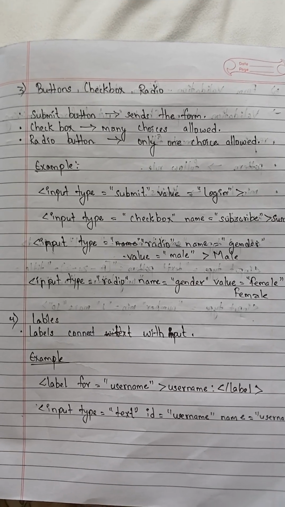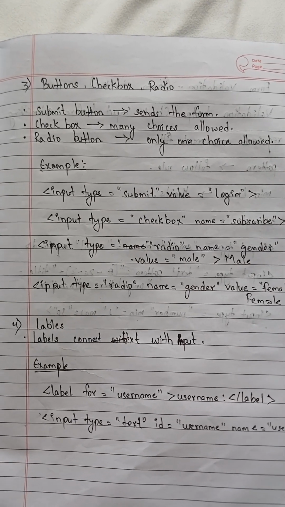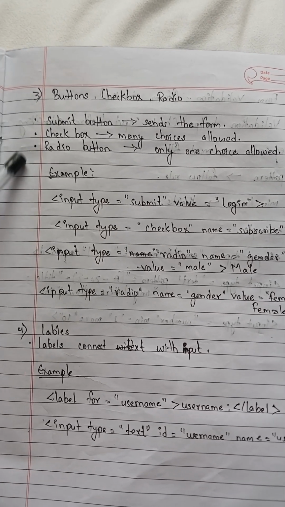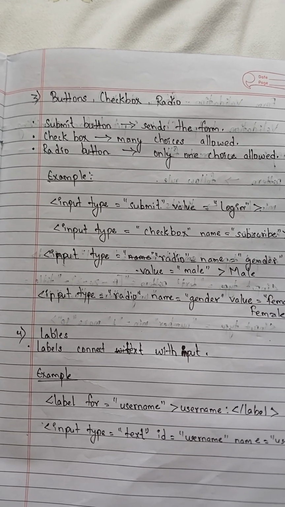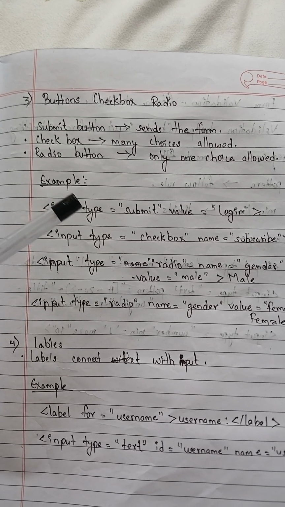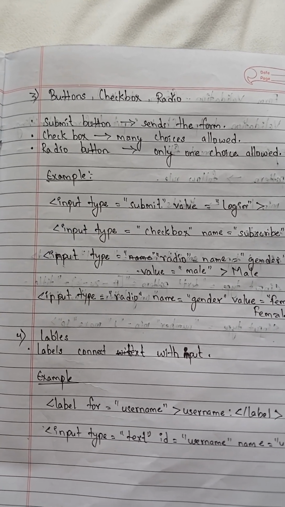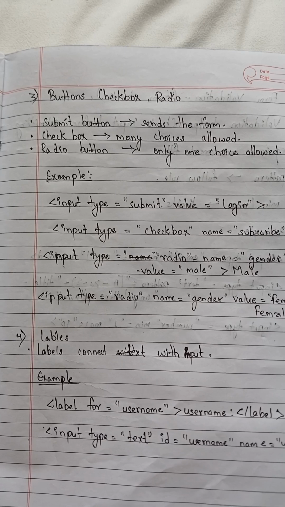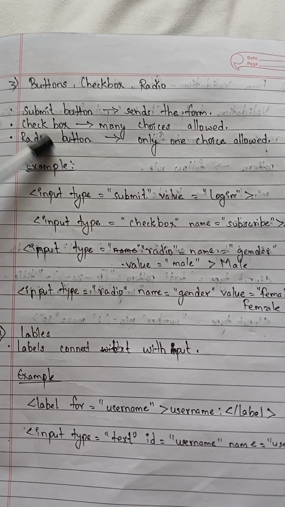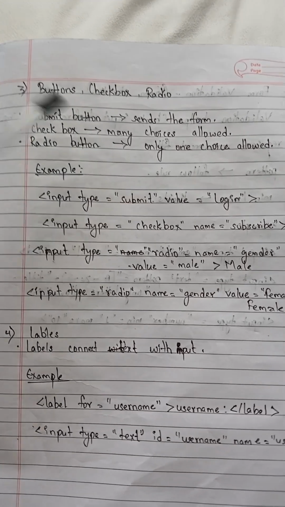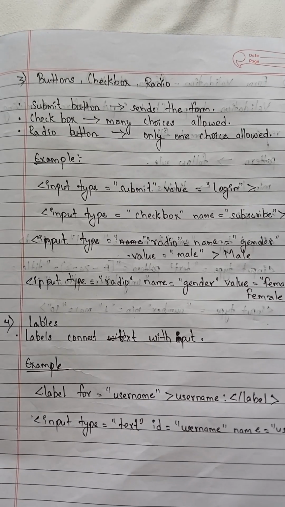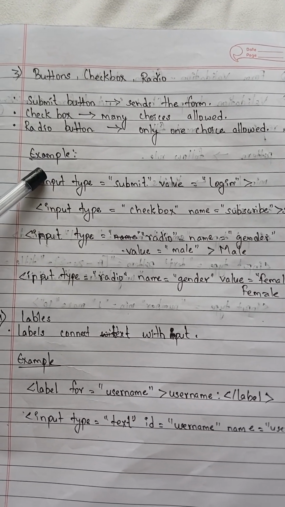Next, we add controls in our forms, like buttons, checkbox, radio. One is the submit button. Buttons send the form, and checkbox, many choices allowed. It means a checkbox allows the user to pick more than one option. Radio button, only one choice allowed. It means we can only select one option at a time. And here is the example, you can see.